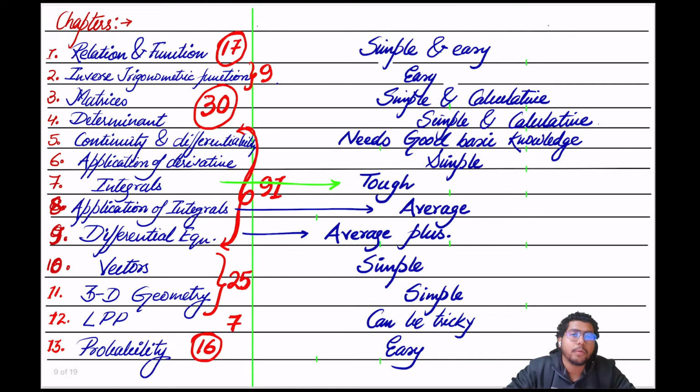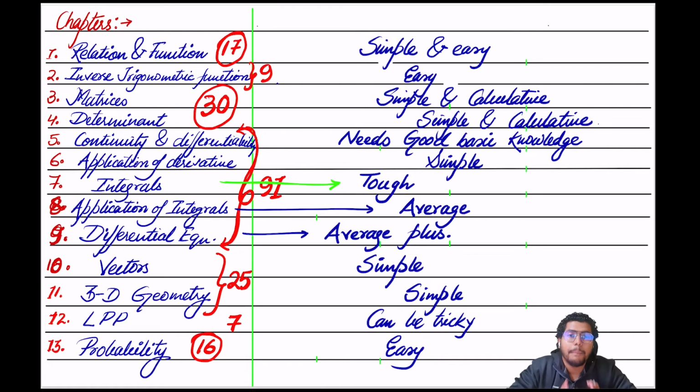Let's see. We went through each and every question. We saw relation function, very simple and easy questions. Nothing was there. ITF, very simple, chill questions, just formulas and application done. Math and det is simple, but lengthy and calculative. So there you have to take care. If you make one mistake, you're gone.